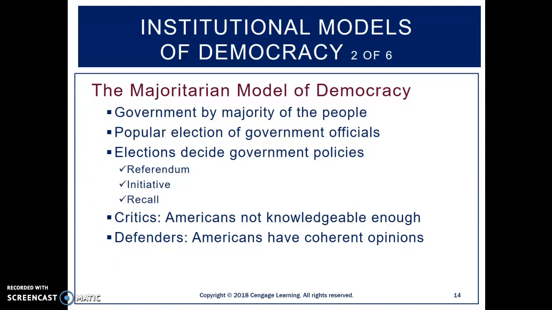Referendums allow state legislatures to place on the ballot questions that allow citizens to vote for it. Initiatives allow citizens to actually circulate petitions to gather enough signatures to put a question on the ballot to be voted on. 24 states allow referendums and 24 states allow initiatives, and they're basically the same states.